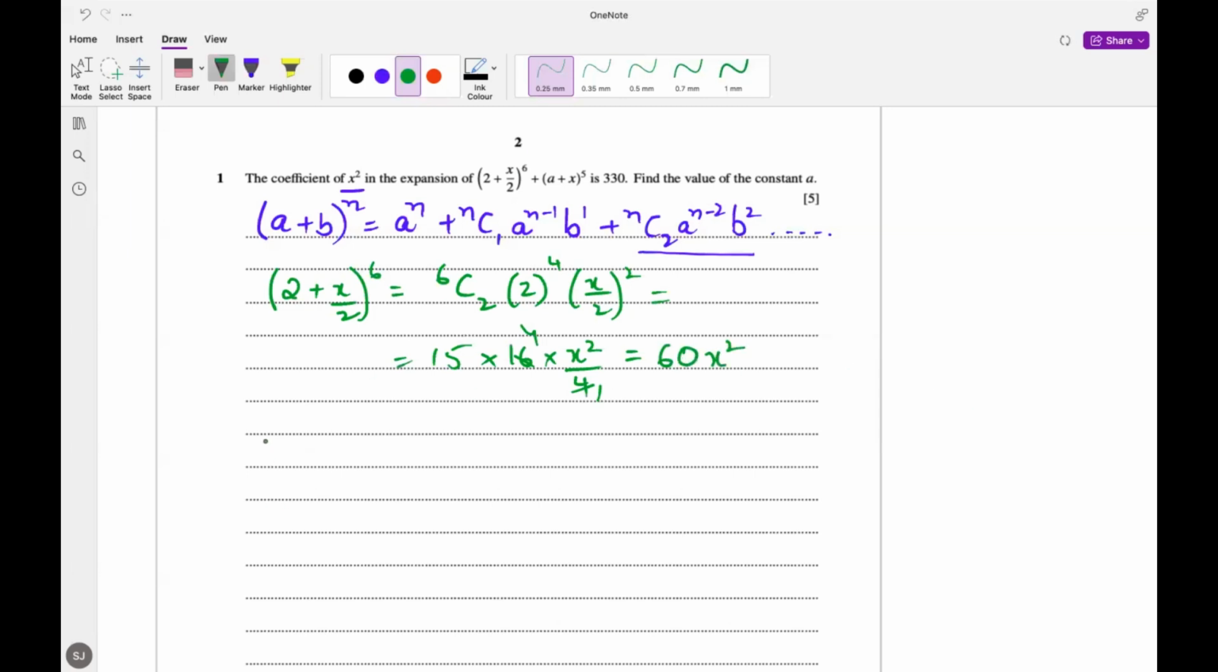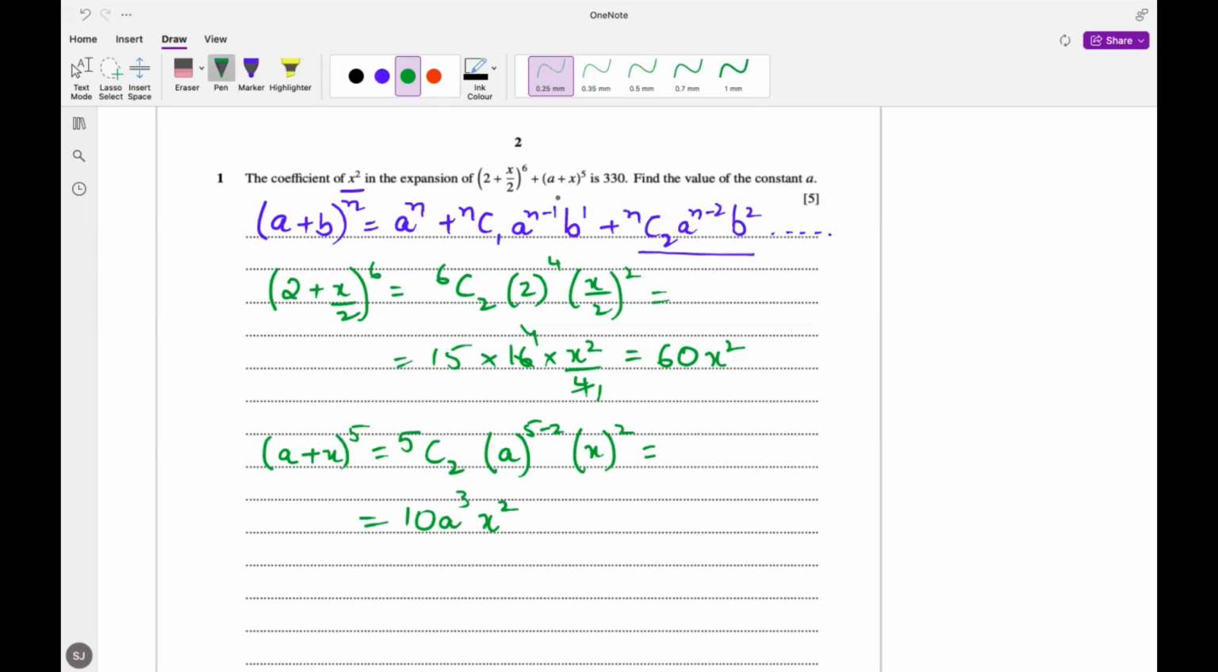Now in the expansion of (a + x)^5, we'll again apply the same formula. We'll have 5C2. In place of a, we'll have a^(5-2). In place of b, we'll have x squared. So 5C2 is 10. So this will become 10a cubed x squared.